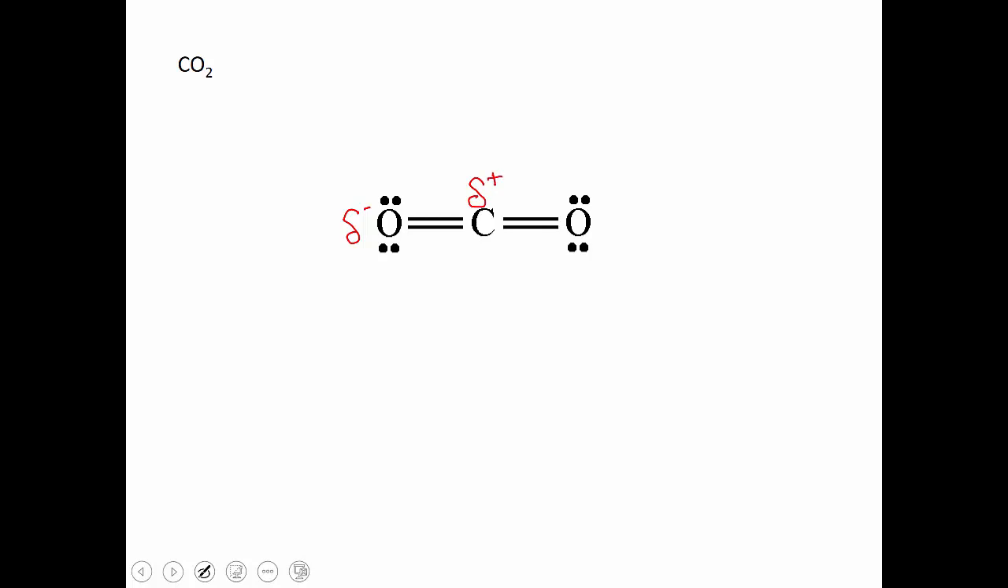In our other bond, we see the same thing. So what we end up with is two partial negatives surrounding our partial positive. We need to look for a way for us to draw a line that would separate the partial positive from the partial negatives. There's no way for us to separate these by a single line. So that means that we have a nonpolar molecule.